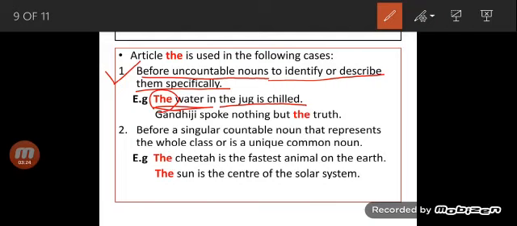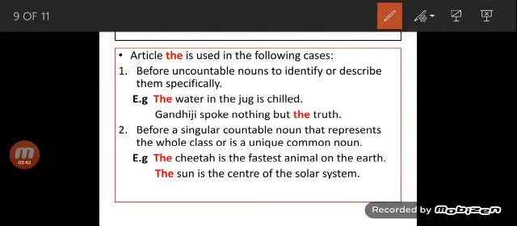Gandhiji spoke nothing but the truth. So here truth is an uncountable noun. Gandhiji spoke nothing but the truth. Before an uncountable noun we use the article the.